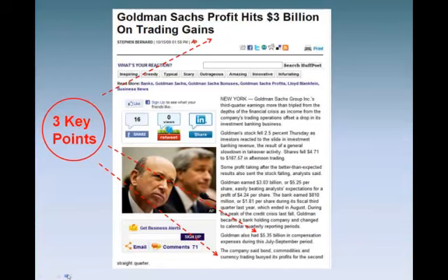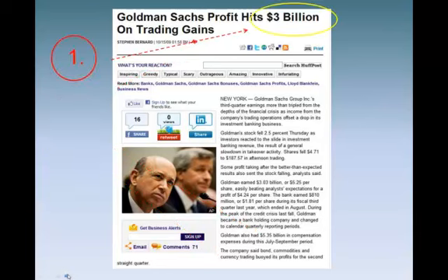I have a couple of articles that I want to share with you today, and in each article I want to highlight for you some key points. In this first article we have three key points that we are going to look at together.